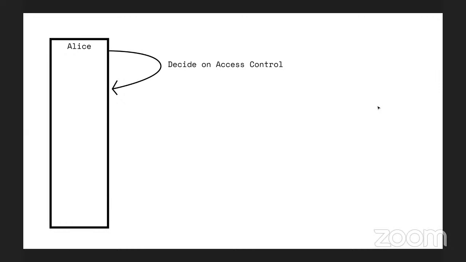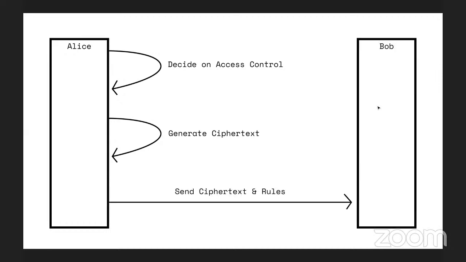rule. Once she's done that, the ciphertext can be created from there, which is based both on what your access control rule is and what you're actually trying to send. So let's say hello world. And then she's going to send both this ciphertext and the rules over to Bob.